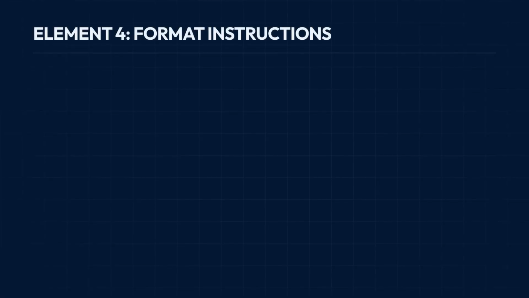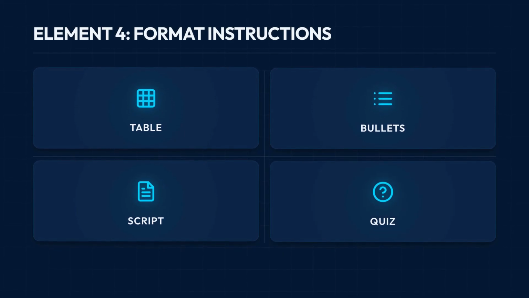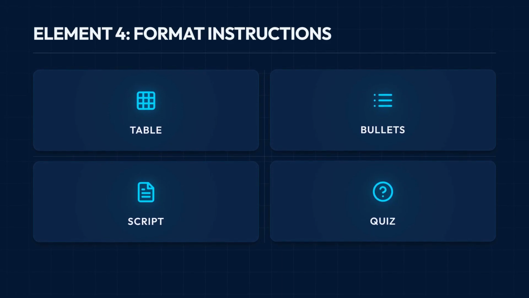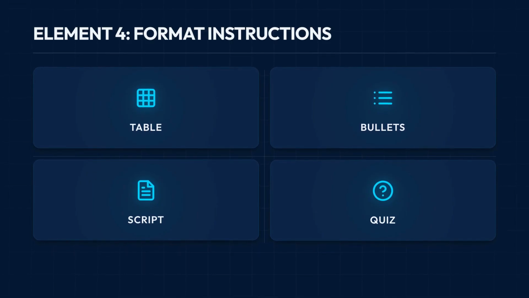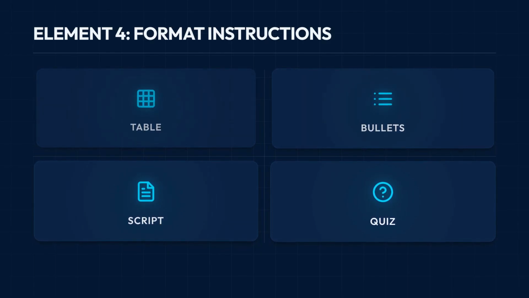Number 4, format instructions. Do you want a table, bullet points, a script with stage directions, multiple choice with 4 options, and an answer key? AI models are genuinely good at following format instructions when you give them, but they'll default to generic paragraph form if you don't specify, and that's rarely what a busy teacher actually needs to plug into their week.